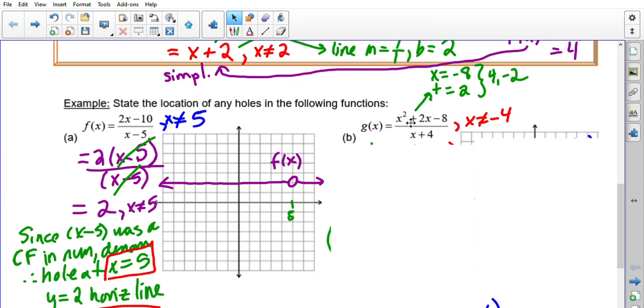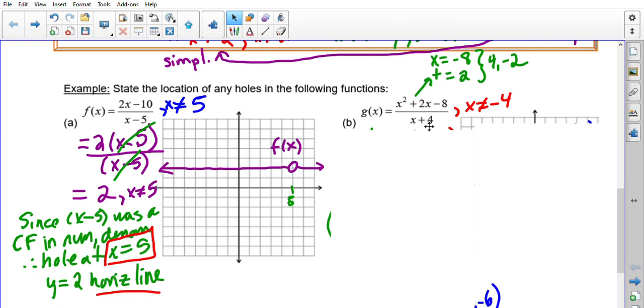So g of x equals, we've got a quadratic up top divided by a linear function at the bottom. Again, I use my restrictions to see that x cannot equal -4. A good thing to always do is immediately try to factor where you can, and that way you can easily see if there's any holes.